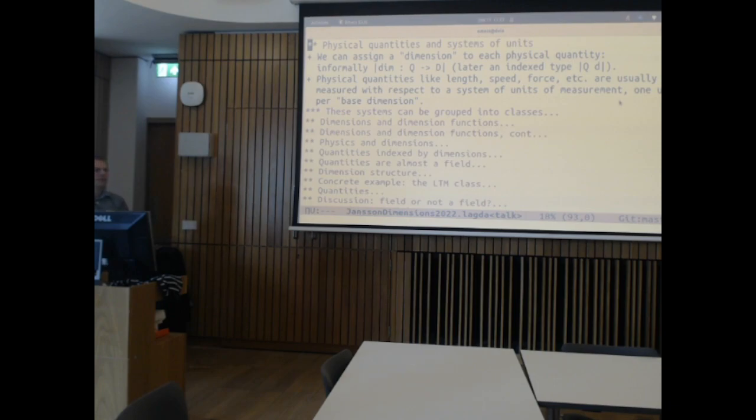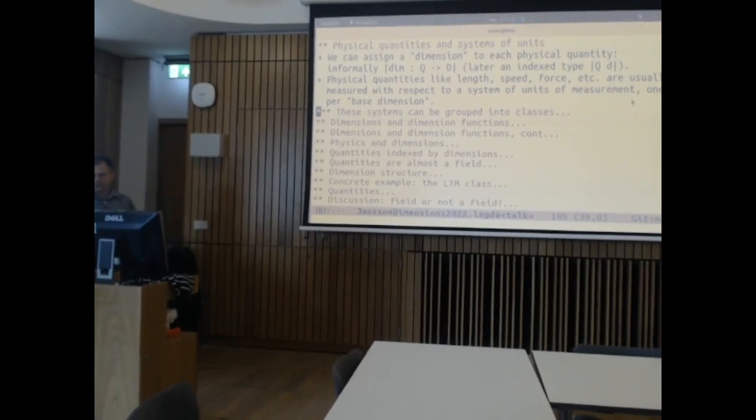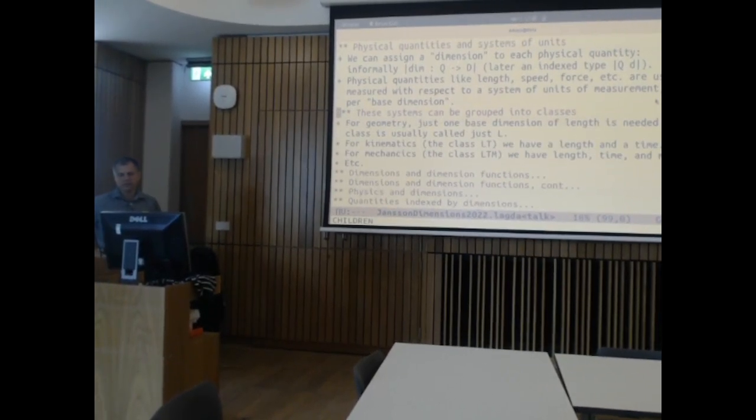Anyway, this is the classical things like length, speed, force, and so on, and they're usually measured with respect to some system of units. And you usually have one unit per base dimension. To clarify the terminology, we want to capture a certain group of physical things, and for geometry it's not enough with one base dimension, length, and then you get area and volume by squaring and the power 3.